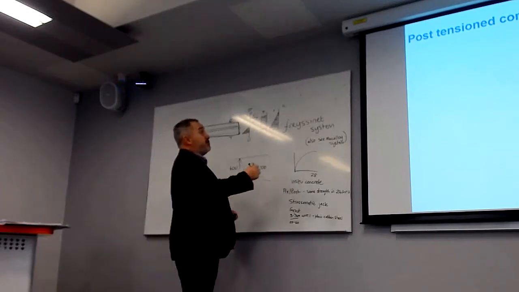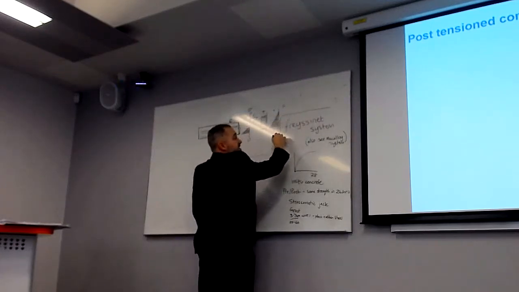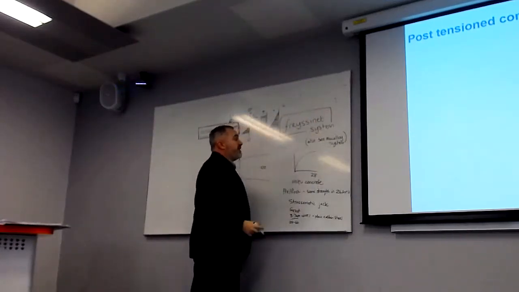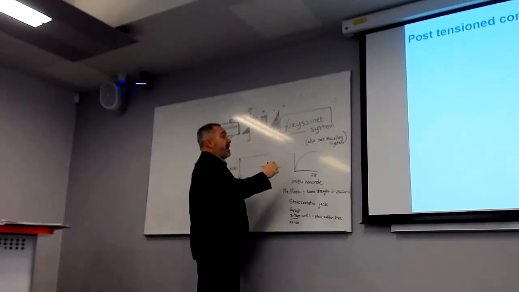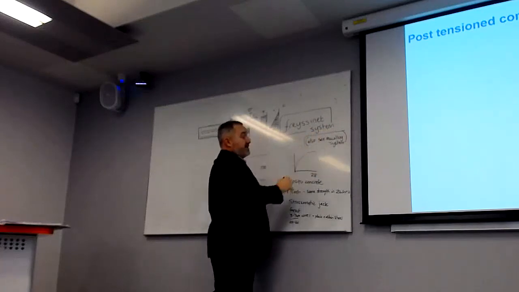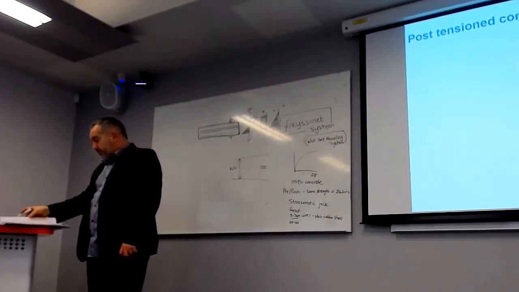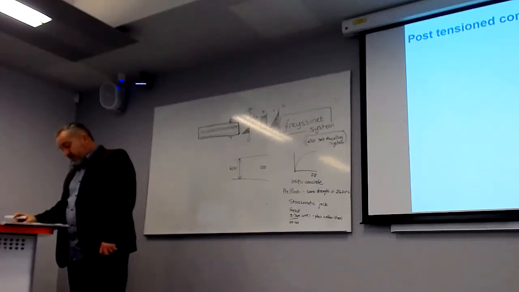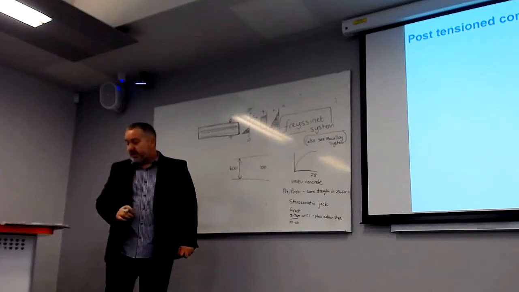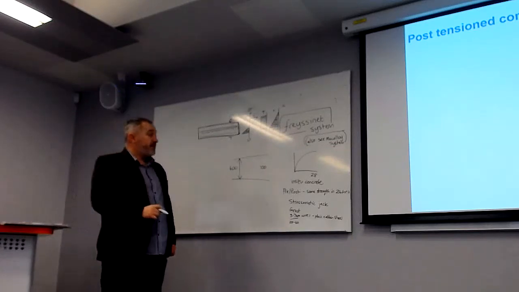The system that you were shown there was the Freyssinet system. So just have a look up like that one. There are other systems like the McCalloy system, and the Magnell and Gifford and Udall system. So there's lots of different systems, but they're all quite similar.